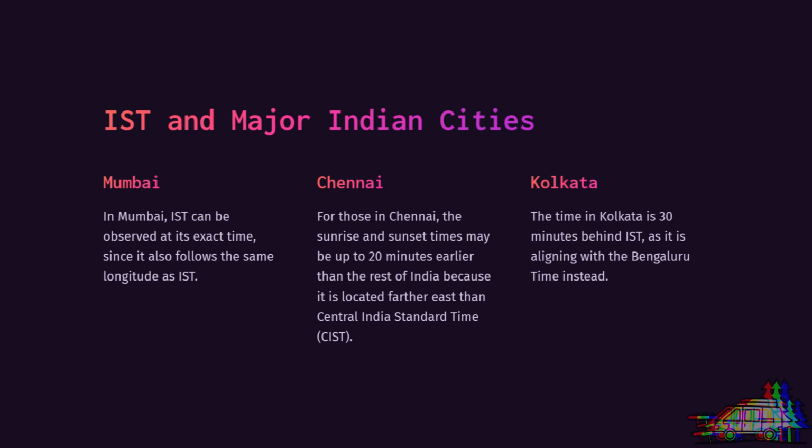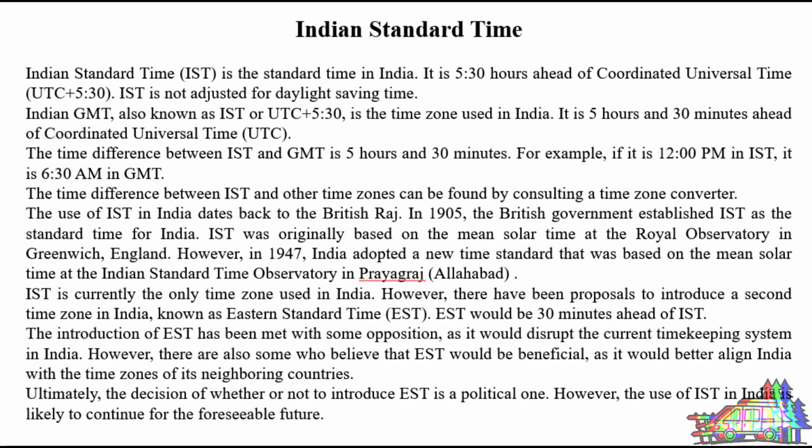Indian Standard Time. Indian Standard Time, IST, is the standard time in India. It is 5:30 hours ahead of Coordinated Universal Time, UTC plus 5:30. IST is not adjusted for daylight saving time. Indian GMT, also known as IST or UTC plus 5:30, is the time zone used in India. It is 5 hours and 30 minutes ahead of Coordinated Universal Time, UTC. The time difference between IST and GMT is 5 hours and 30 minutes.